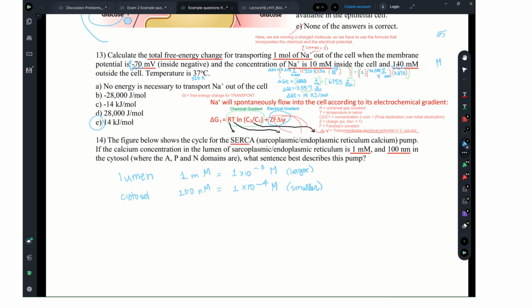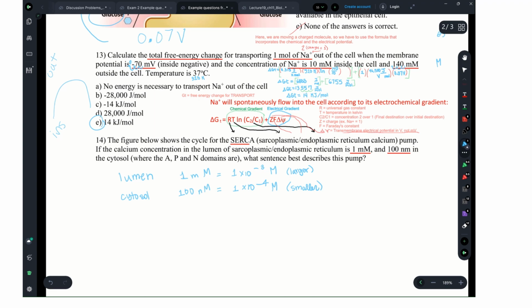So remember, the first thing I do is convert from millivolts to volts. So that would just be 0.07 volts. And the concentration of sodium is 10 millimolar inside and 140 millimolar outside. So the first thing I like to do is draw. So I'll draw it right here. So we have the cell. This is outside. This is inside.